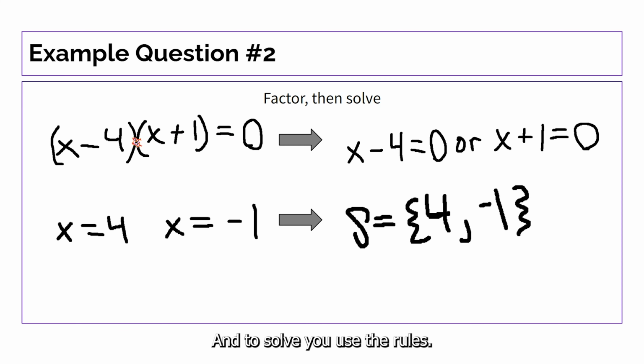And to solve, you use the zero product rule. So x minus 4 equals 0 or x plus 1 equals 0. And x equals 4 and x equals -1, and this will be your solution.